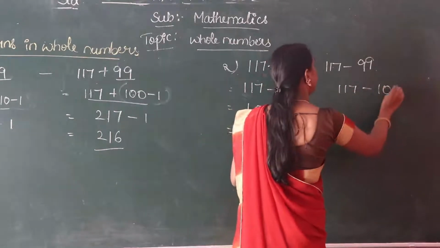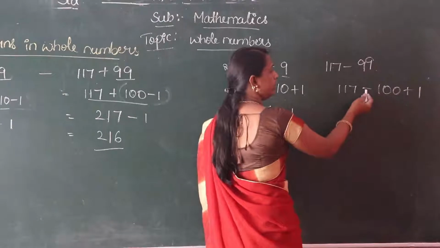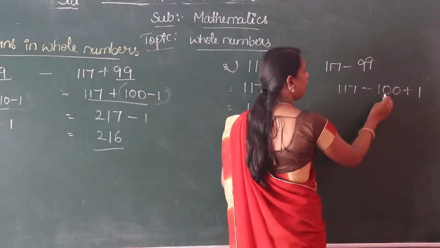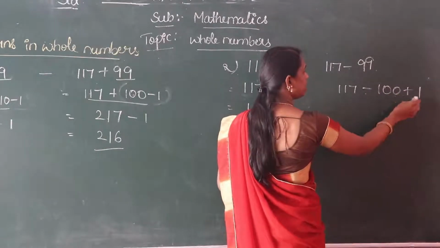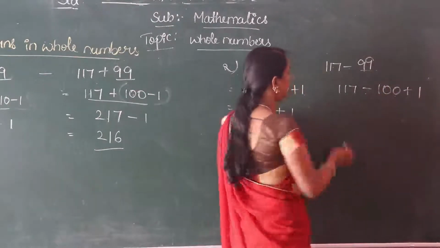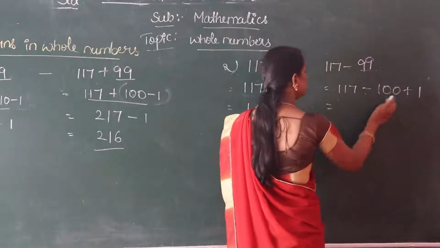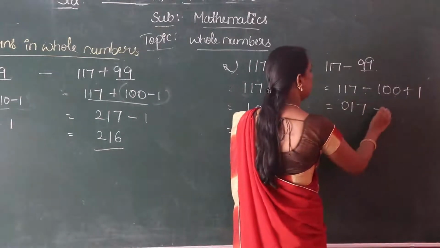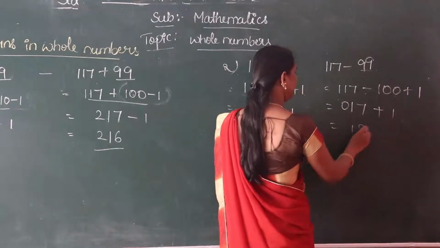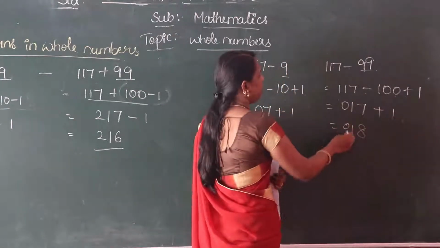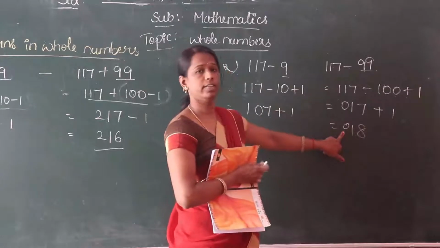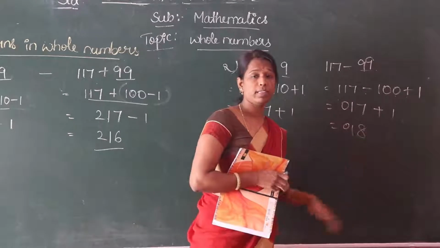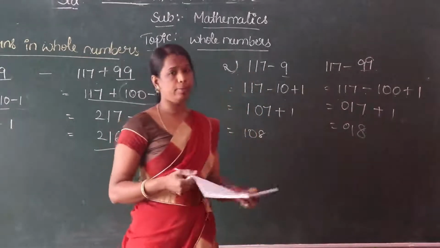So say 100 plus 1. Remember the bigger number's sign carries minus. Minus 100 plus 1, you get minus 99. So do the subtraction, 7, 1, 0, plus 1. The answer is 18. We observe that for the 0 on the left side there is no value. So the numbers are 108 and 18. The numbers are same. So these are the examples for patterns.